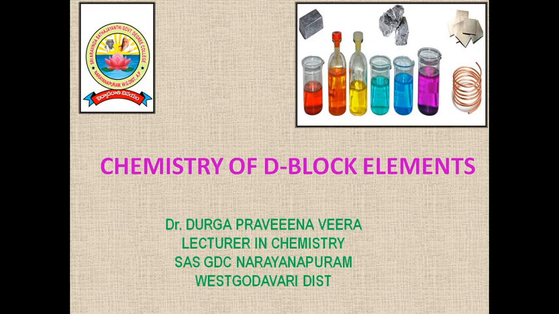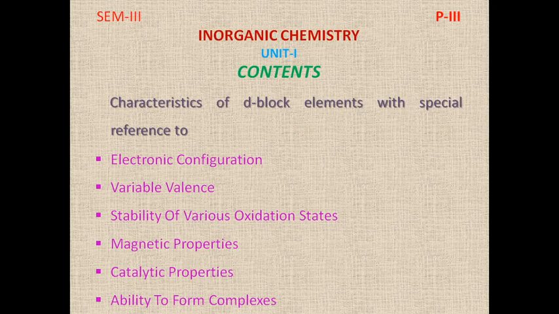In this topic, we have to discuss the characteristics of D block elements with special reference to electronic configuration, variable valence, stability of various oxidation states, magnetic properties, catalytic properties, ability to form complexes.